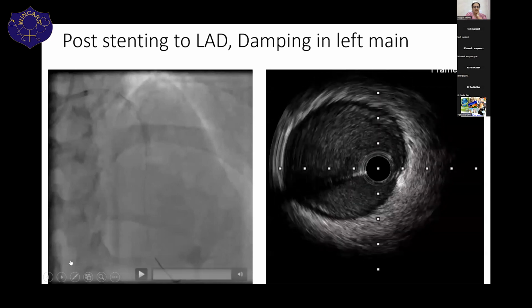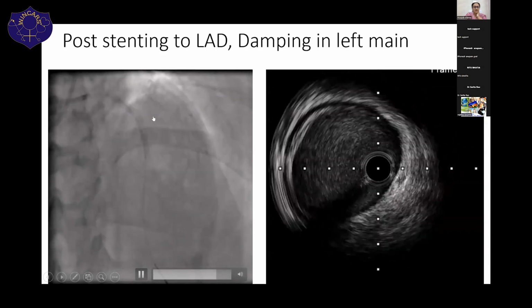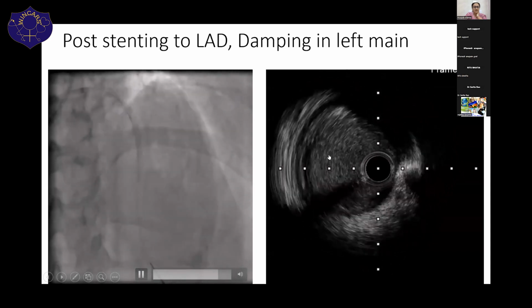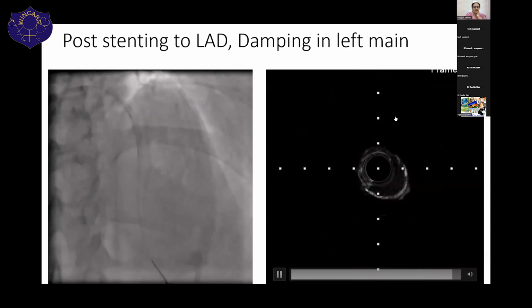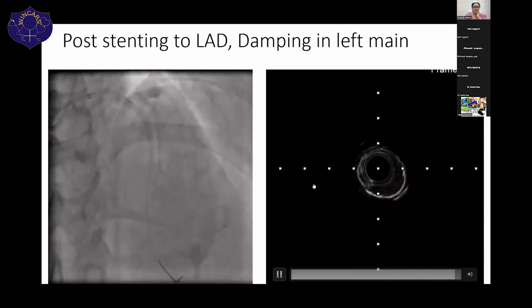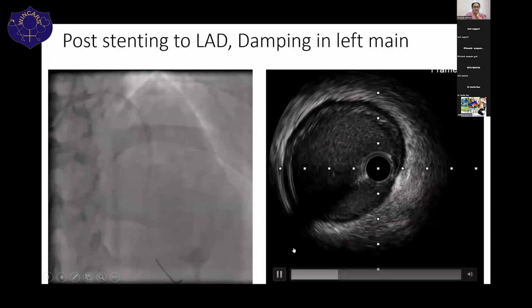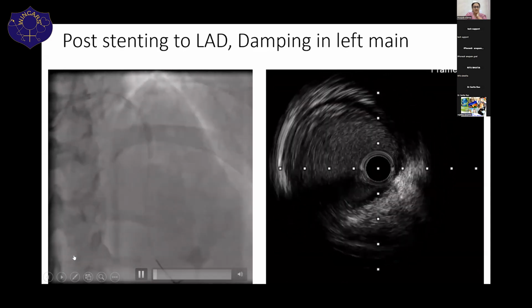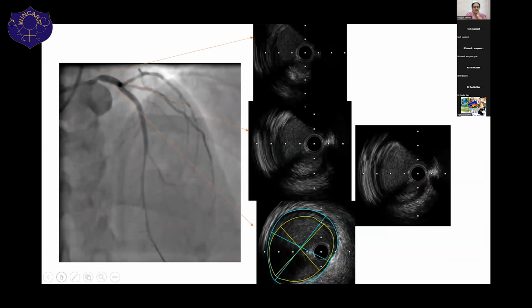So what are the situations where OCT has helped me? We did a stenting of the mid LAD and the catheter was damping. And this is the LAD lesion. At this point, we were not sure whether the left main was diseased or not. This is a constant situation which all of us face. We have a damping of the catheter. We don't know whether the left main is significant, whether it needs to be stented or it needs to be left alone.